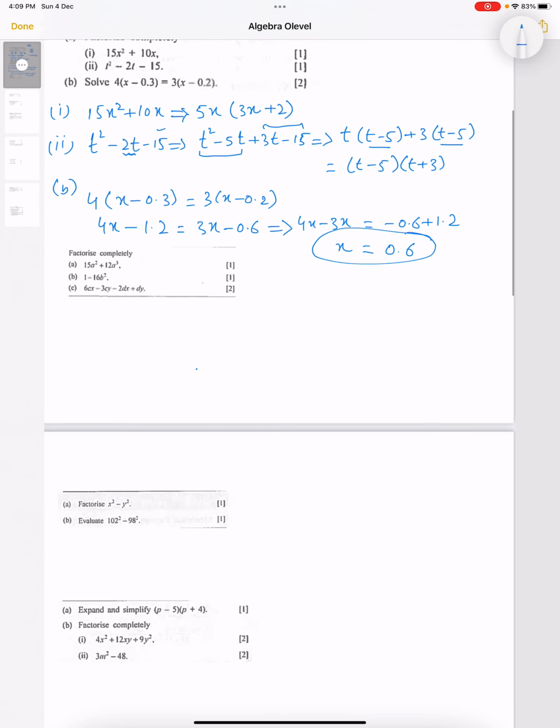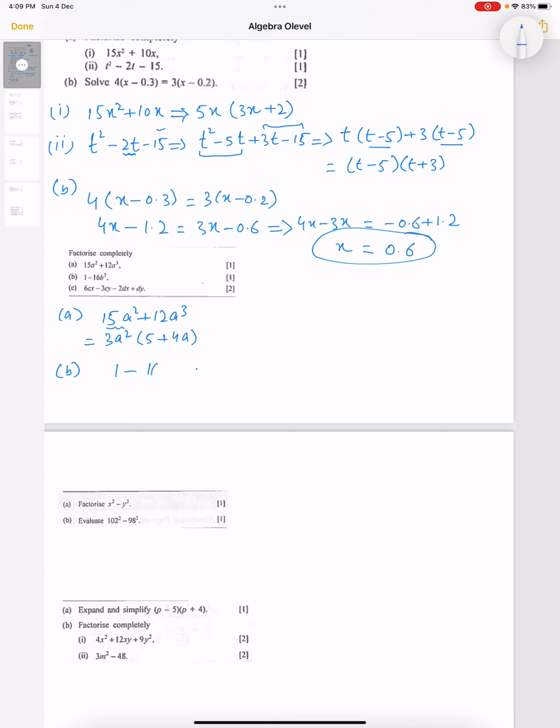Next question. A part is factorize completely 15a squared plus 12a cubed. Simply 3a squared is common. So take 3a squared as common. I have 5 here and plus 4a. That's it. We cannot apply any identity or anything else. So that's the answer.